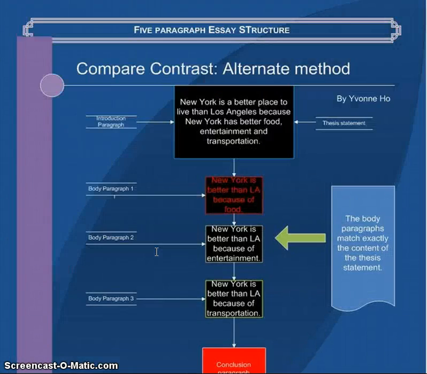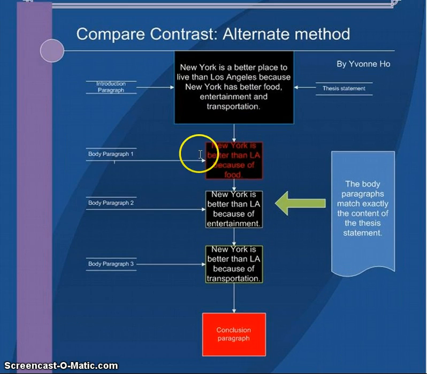Another way of writing comparison contrast is using the alternate method. Here you have the same thesis statement. New York is a better place to live than Los Angeles because New York has better food, entertainment, and transportation. And so here you would have alternate. New York has better food, better entertainment, and better transportation.